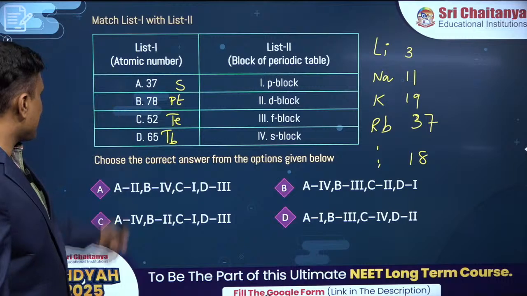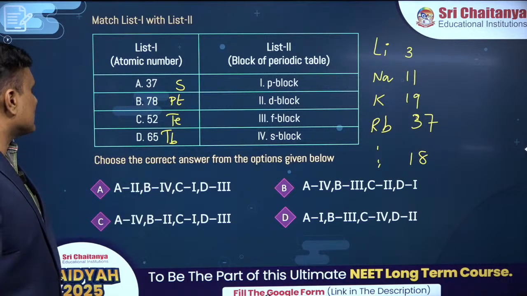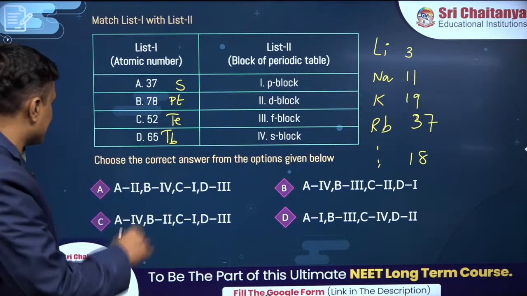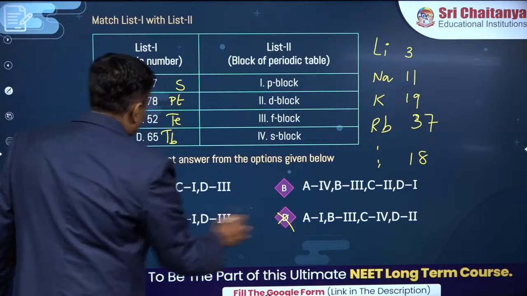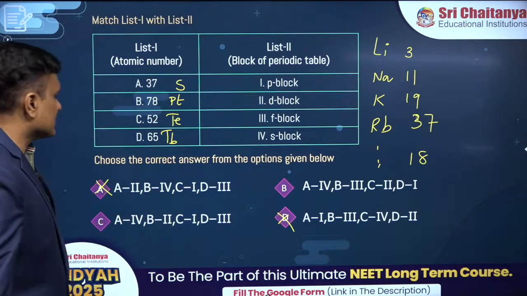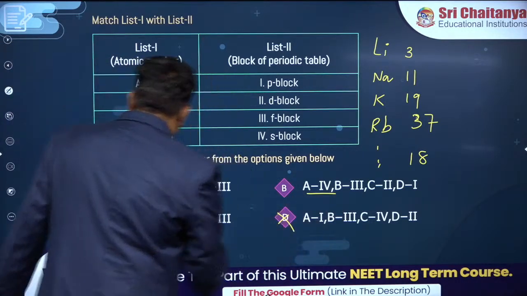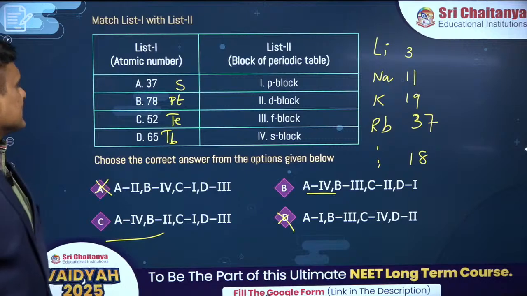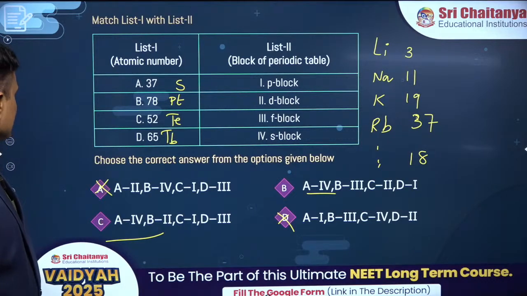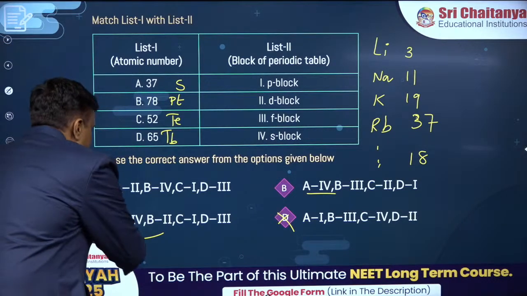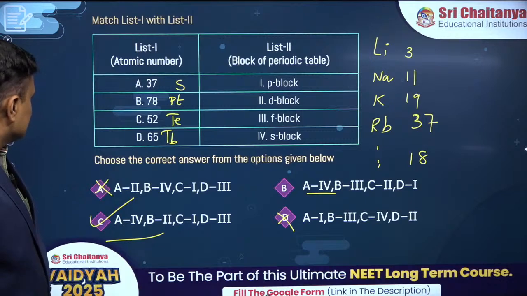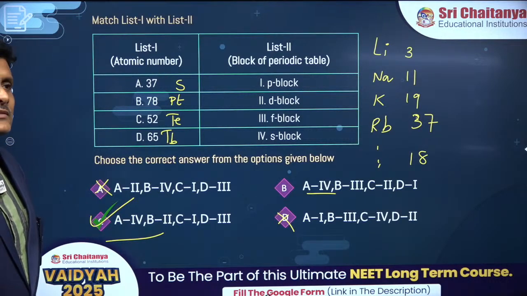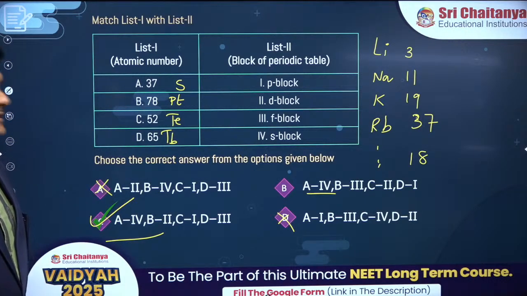You can see A goes to S block, that is 4. So A 4. So these two options are ruled out. All right, so these two options are having A 4, and B 78 is a D block element. Platinum is D block element. So got it. Yes, isn't it? What do you say, Anil? Option C. That's so brilliant, buddy.